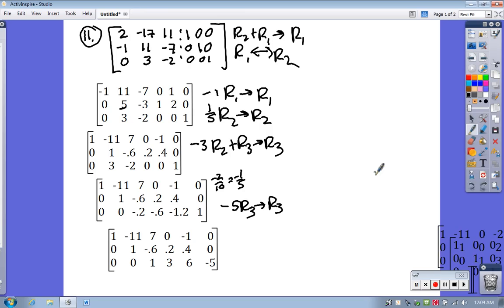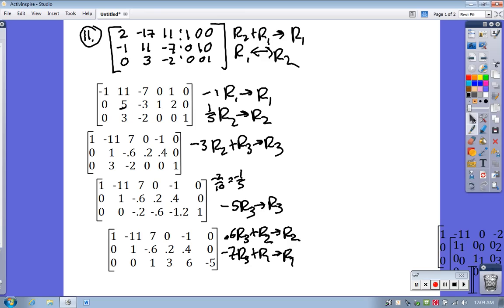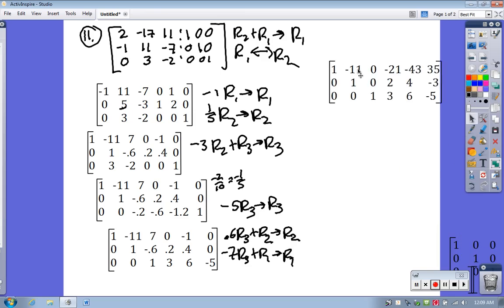So now I'm going to use this 1 to get rid of that 0.6 and get rid of that 7. So I can go positive 0.6 times row 3 plus row 2, it's going to go into row 2. That's going to make this a 0. -7, that's a 0.6. -7 times row 3 plus row 1 is going to go into row 1. That's going to make this a 0. That puts me here.